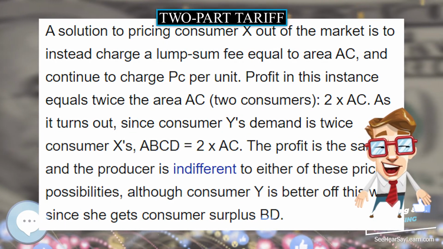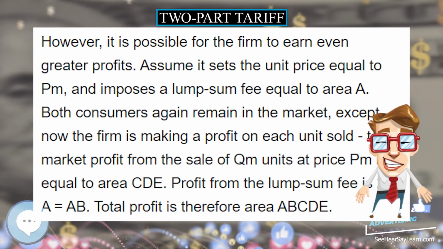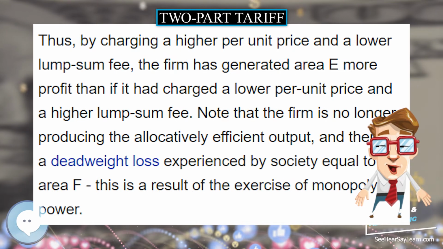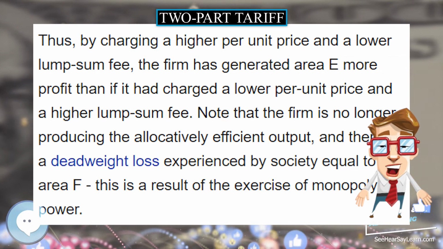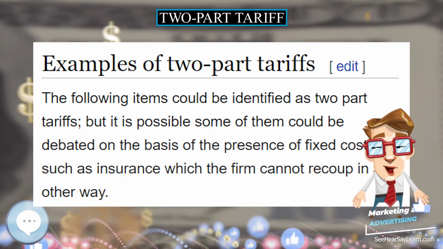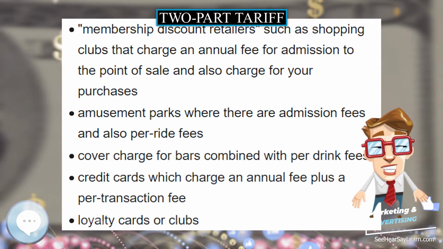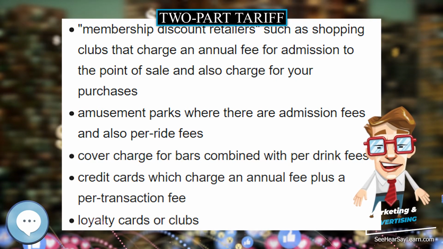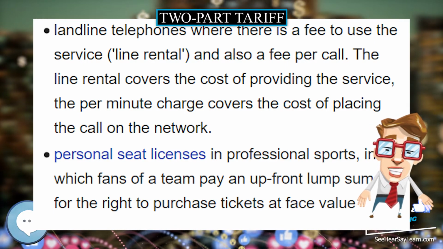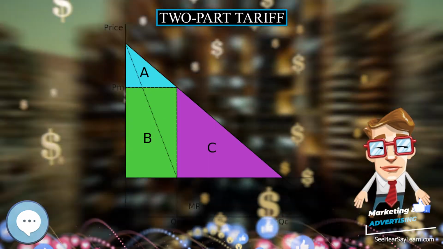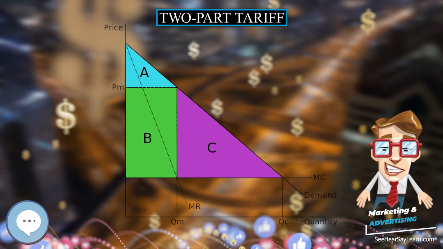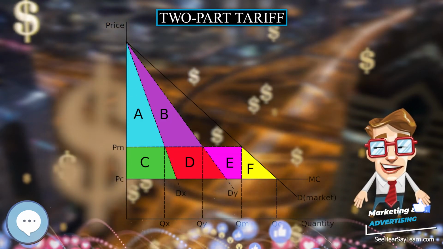If the firm is a non-price discriminating monopolist, it would charge price PM per unit and supply QM, maximizing profit but producing below the allocatively efficient level of output QC. This situation yields economic profit for the firm equal to the green area B, consumer surplus equal to the light blue area A, and a deadweight loss equal to the purple area C. If the firm is a price discriminating monopolist, then it has the capacity to extract more resources from the consumer. It charges a lump sum fee, as well as a per unit cost.